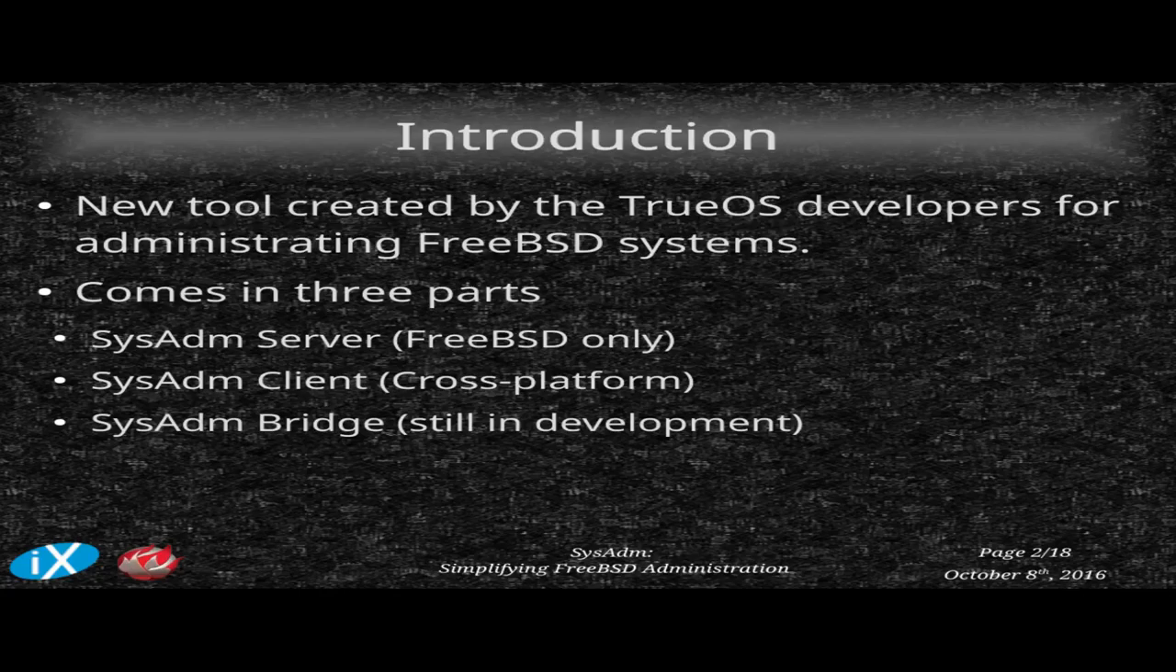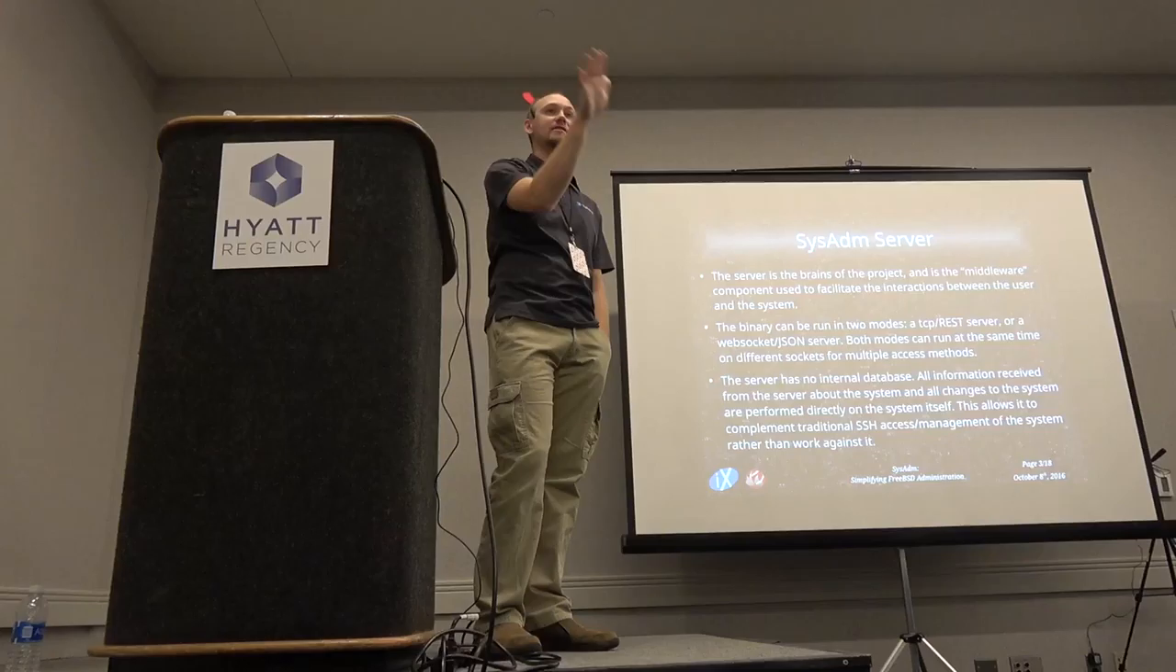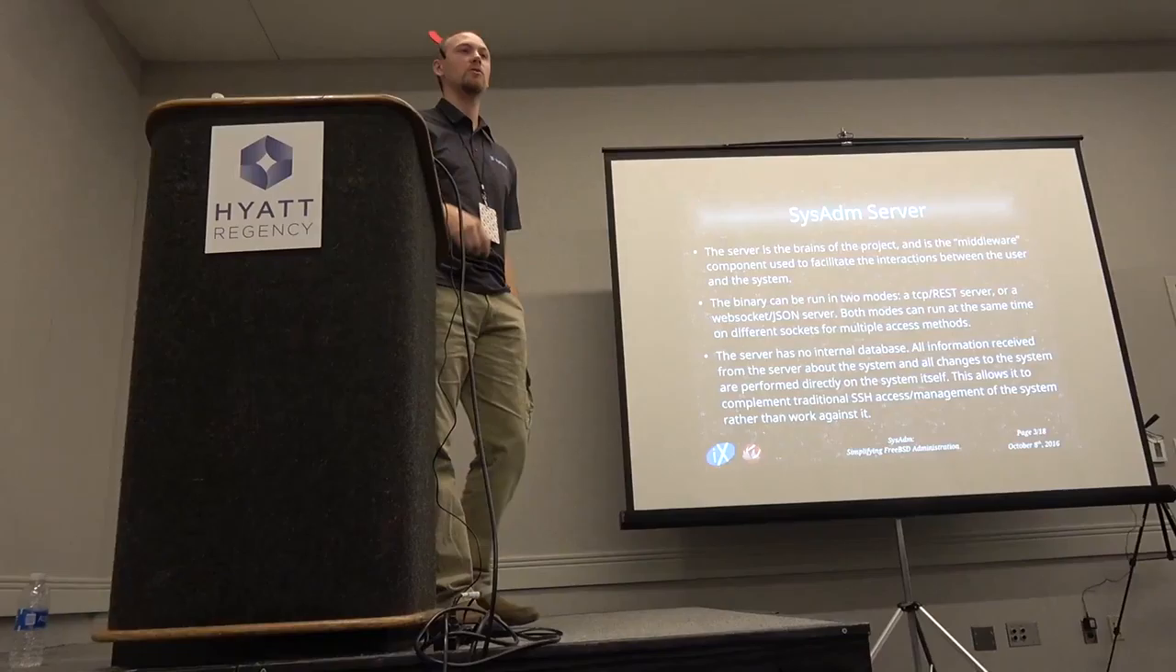So let's talk about the server just a little bit. This is obviously the brains. If you're going to be administrating FreeBSD systems, the server is the one that requires FreeBSD. That's the one that's actually making the changes on the disk. That's the one that's actually modifying the config files. So this is often referred to as a middleware, or something that you talk to instead of talking to the FreeBSD system directly. You talk to this service, and then that does whatever it is on the system. Comparable analogs to something like this would be some of those automated deployment systems, like Chef, Puppet, might be a few other ones I can't think of off the top of my head, but a similar kind of thing. It's quote unquote a middleware.